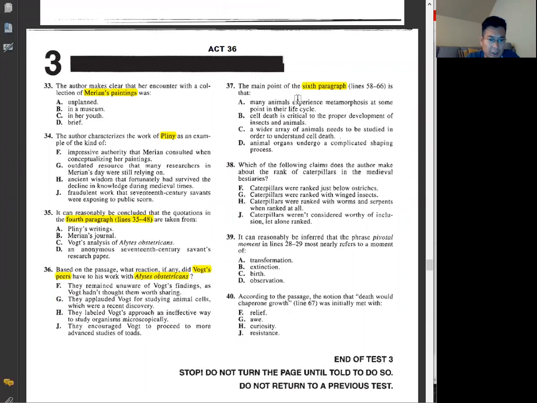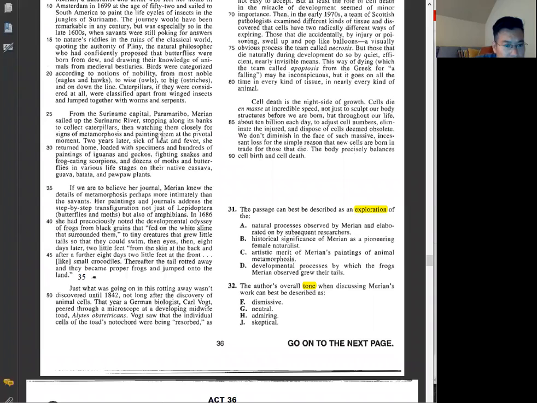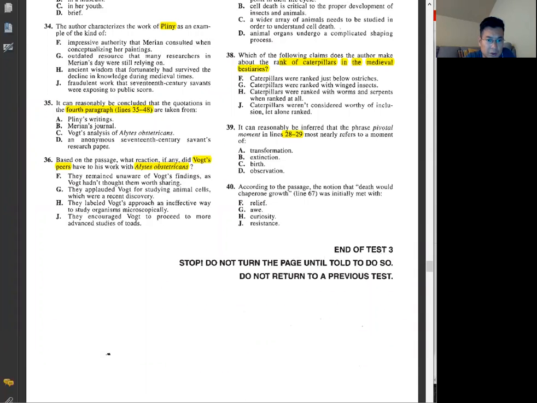And then 38, which claim does the author make about the rank of caterpillars in the medieval... And 28 to 29, the pivotal moment, question 39, lines 28 to 29, pivotal moment. Pivotal means important, by the way, crucial, important. So this is 39. 40, according to the notion that death would chaperone growth. So 26.